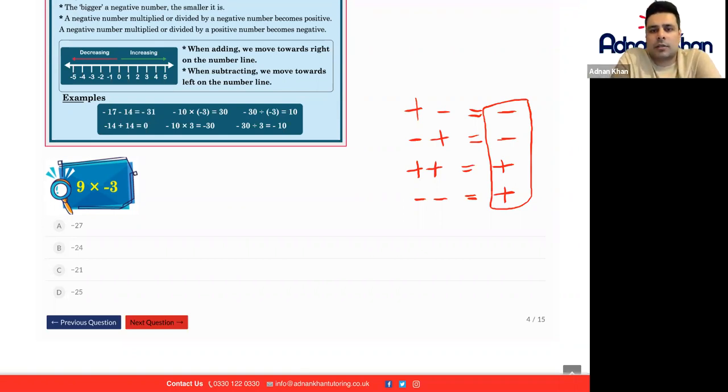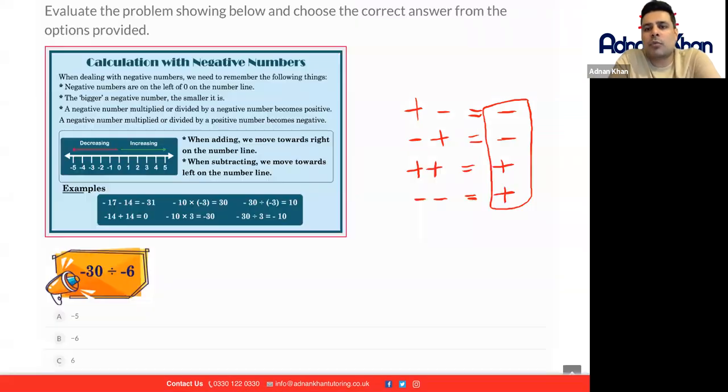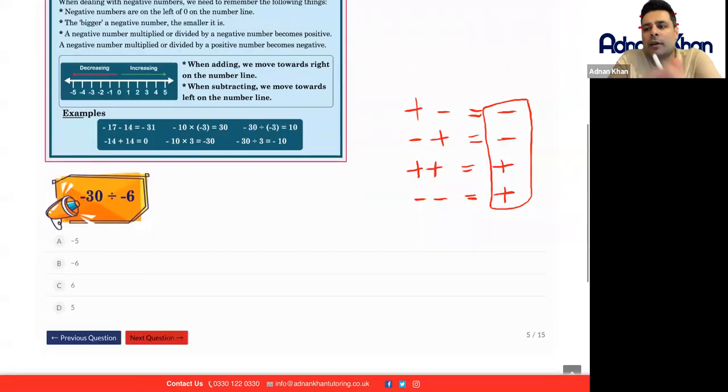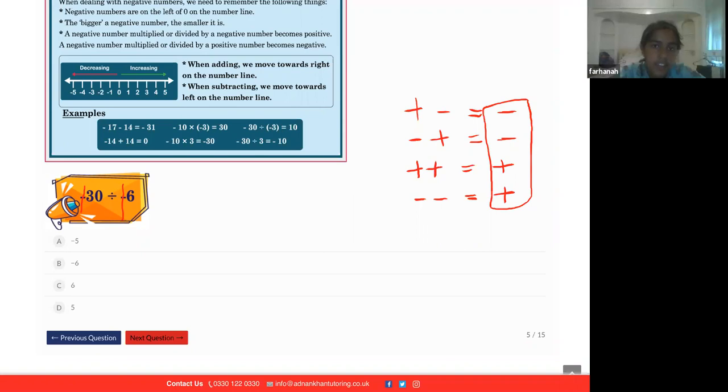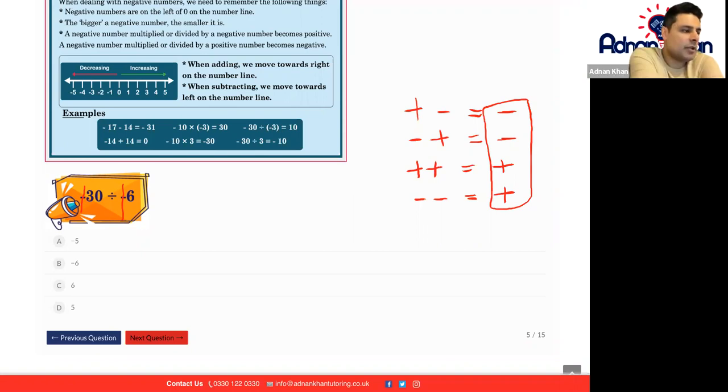Minus 27. Good girl. Okay, so if you, for example, had this question here, Farhana, now you've got 2 minuses here, don't you? Can you see those 2 minuses? Yeah. So they cancel each other out, these 2 minuses. Because you've got 2 minuses, they cancel each other out. So what's 30 divided by 6? 30 divided by 6 is 5. That's it. That's going to be your answer. Does that make sense?